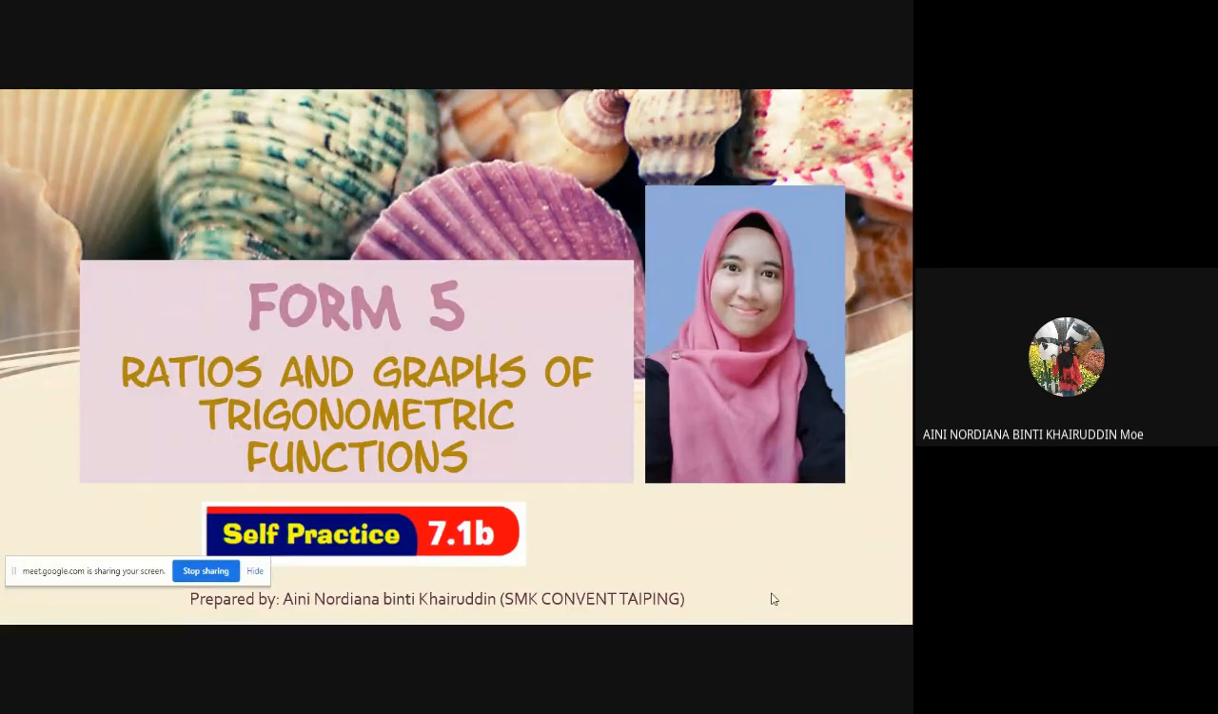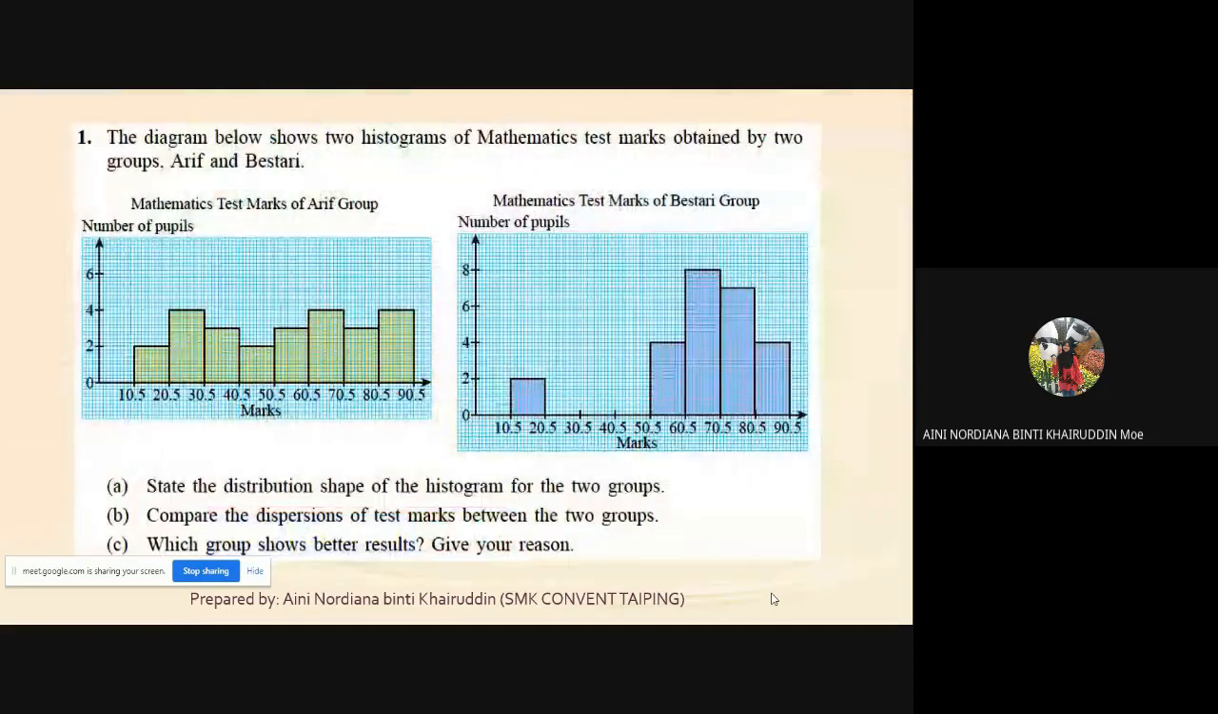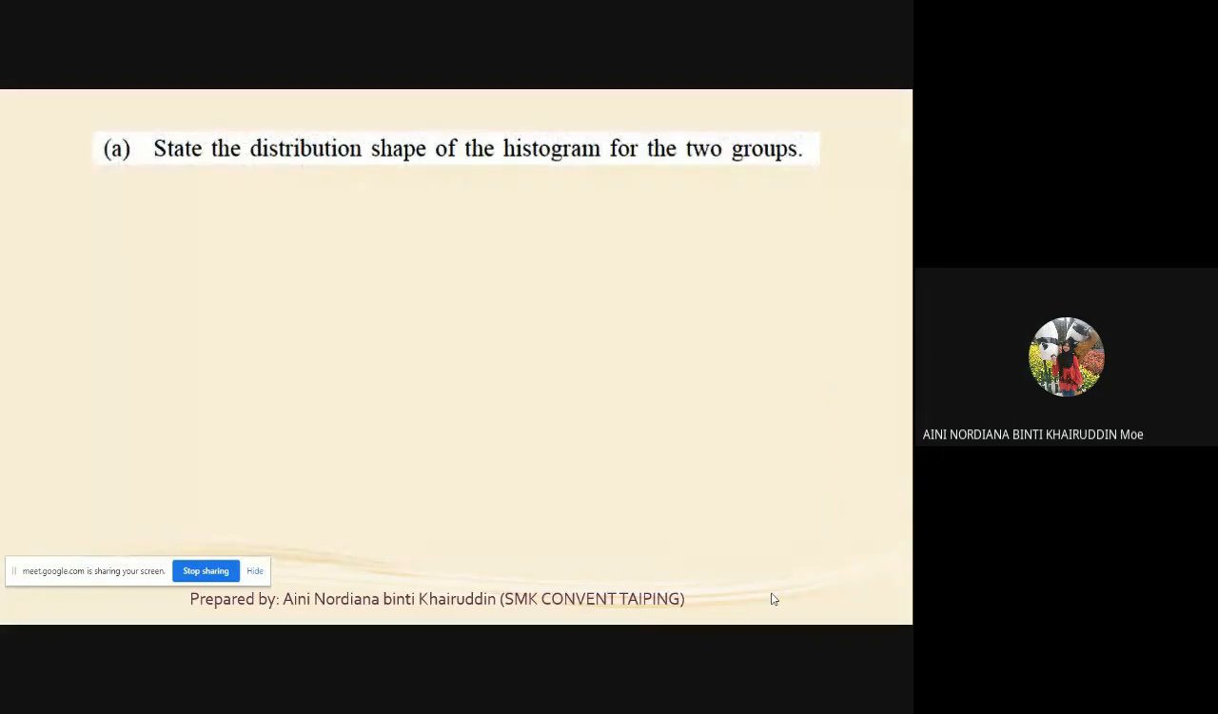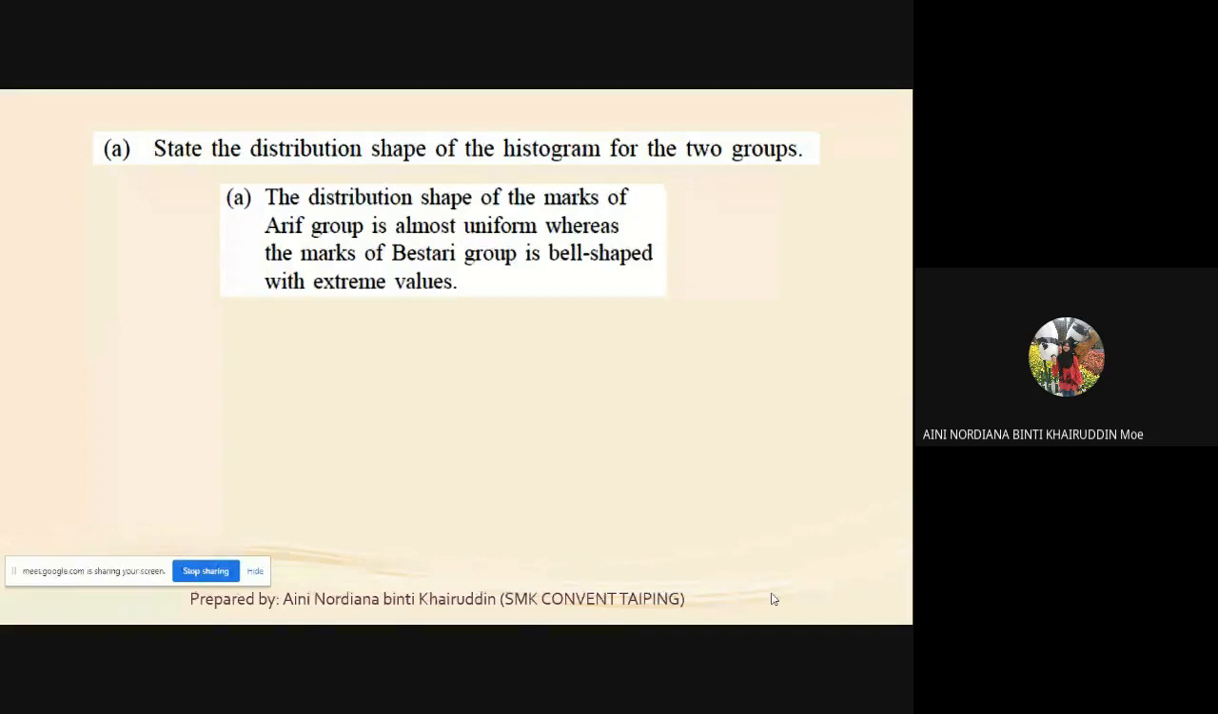Dah ada kerja lagi. Okay, so practice 7.1b. The diagram below shows two histograms of mathematics test marks obtained by two groups, Arif and Bestari. State the distribution shape of the histogram for the two groups. Arif group is almost uniform, whereas the marks of Bestari group are bell-shaped with extreme values.